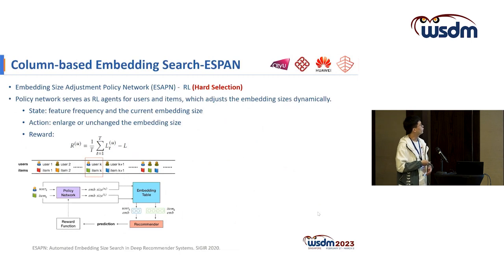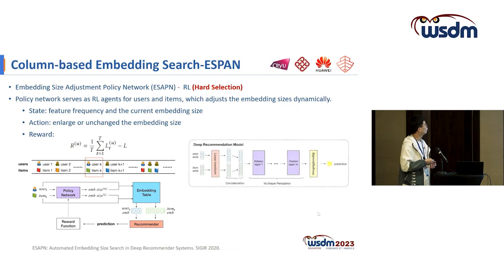The second one is ESAPN, which is a hard selection strategy. It involves an embedding size adjustment policy network, and it belongs to the RL-based solution. Similar to AutoEmbedding, it first leverages different embedding tables to generate embedding vectors with different dimensions. Then a linear transformation and a batch normalization layer are performed to achieve comparable results with the same dimensions.